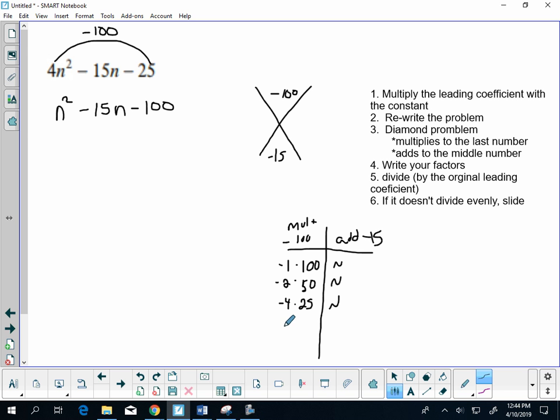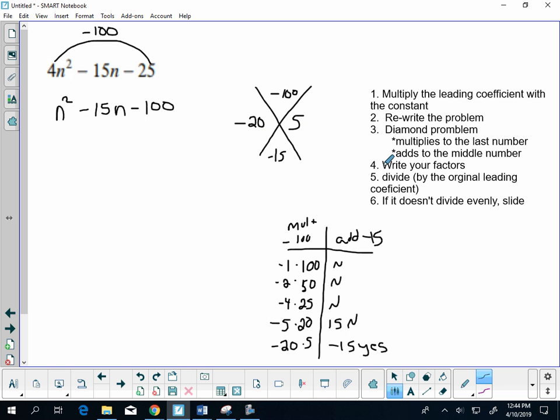So let's see. Does 5 go in there? Negative 5 times 20 gives me negative 100. And that would add up to be 15. Well, we're looking for negative 15. It's close, but it's still a no. Let's try switching the signs. Negative 20 and 5. That would add up to negative 15. So that would be a yes. So my numbers here would be negative 20 and 5.